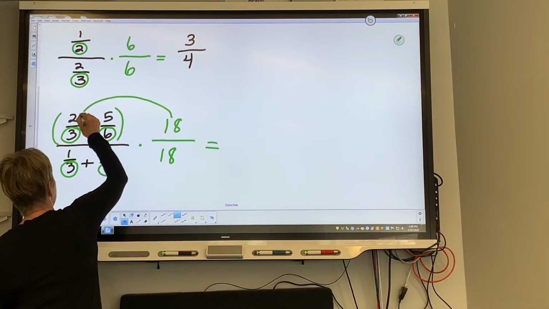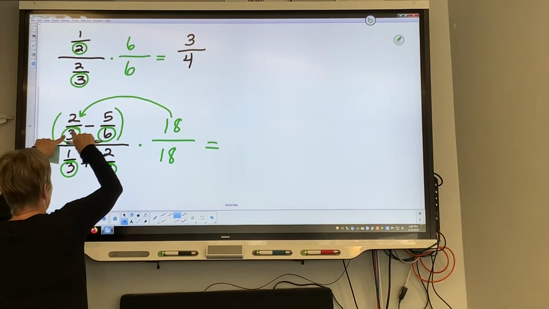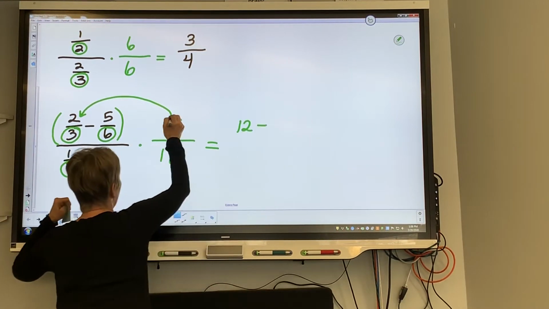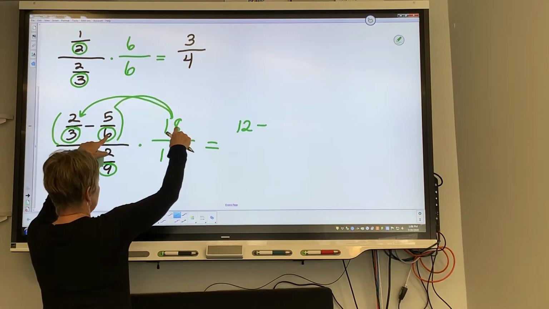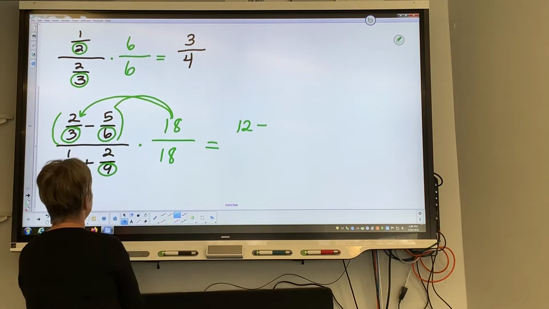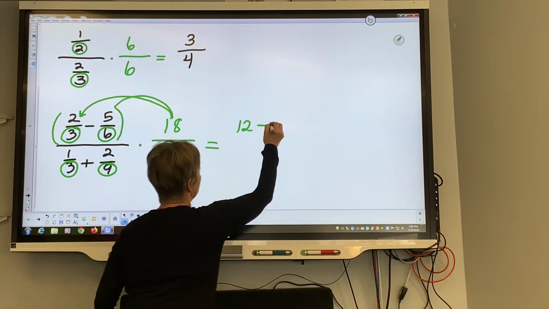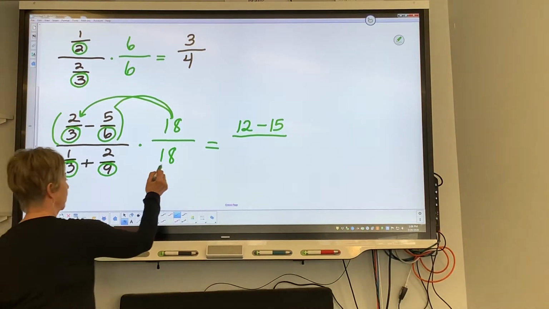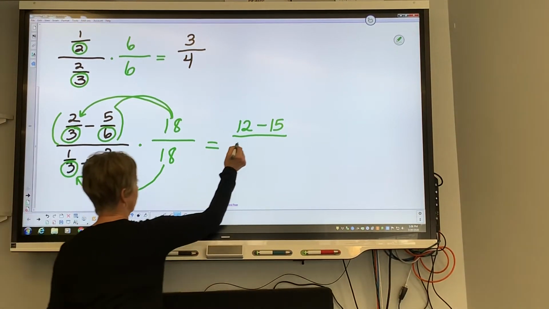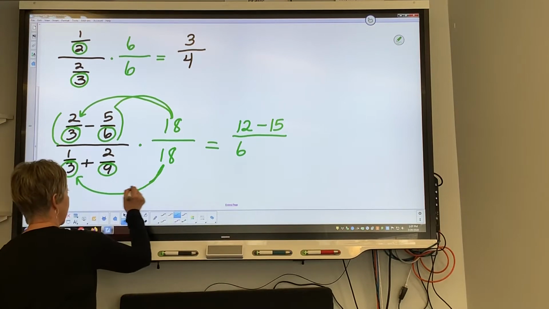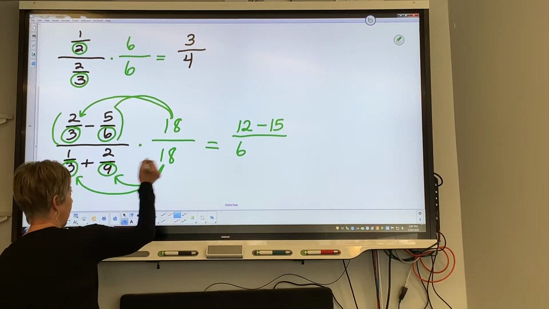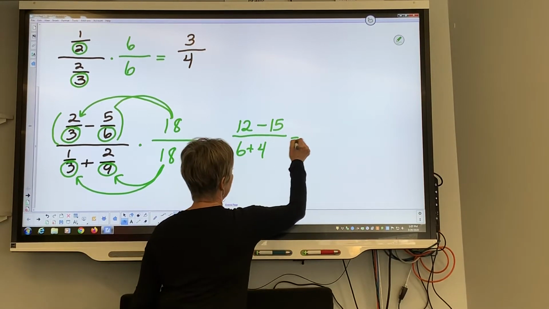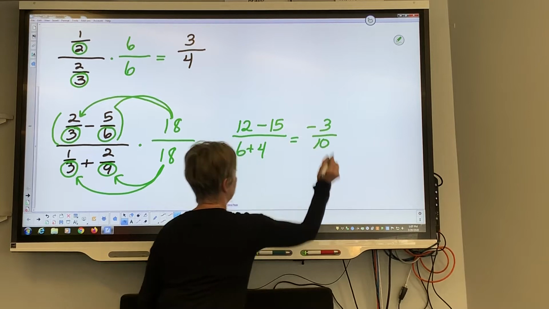Now when I multiply 18 by that fraction, the 3 is going to simplify in 18 and leave a 6. That's going to give me 12. When I multiply here, 6 is going to go in 3 times. 3 times 5 is 15. I have to do the same thing with the denominator. I multiply 18 times 1/3. That's easy. That's 6. 18 times 2/9. 9 goes into 18 twice. 2 times 2 is 4. So my final answer is going to be negative 3/10.